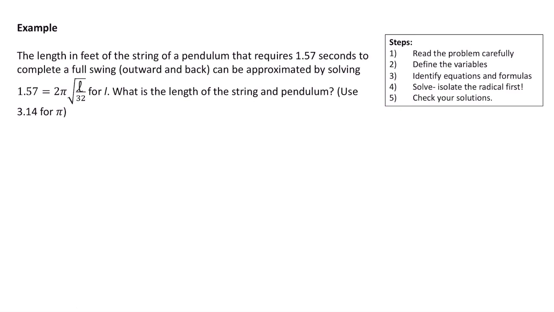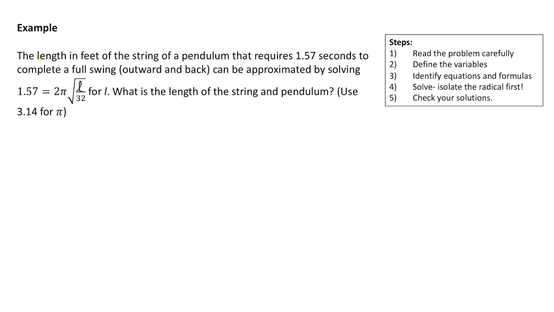The length in feet of the string of a pendulum that requires 1.57 seconds to complete a full swing outward and back can be approximated by solving 1.57 equals 2 pi square root of L over 32 for L. What is the length of the string and the pendulum? We're going to use 3.14 for pi.